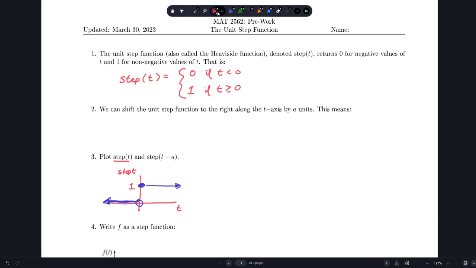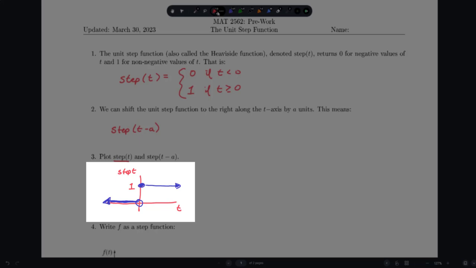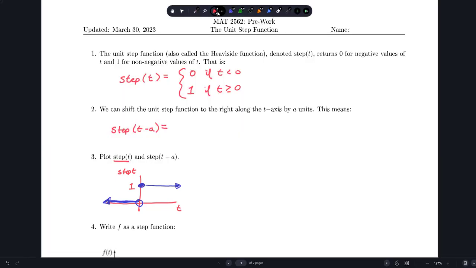So let's extend this a little bit. Let's look at taking that unit step function, and we're going to shift it to the right along the t-axis by a unit. So the way we'll denote that is we'll say step t minus a. You should think of this as taking the graph of this function and shifting it to the right a unit. So how does this behave? Well, it again broadcasts a 0, but now it does it for t values less than a, and it broadcasts a 1 if t is greater than or equal to a.